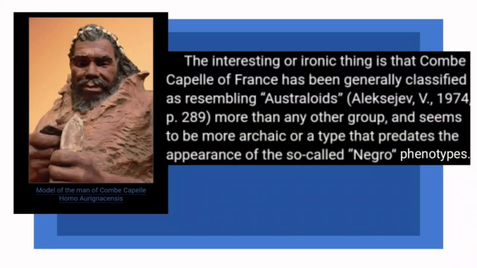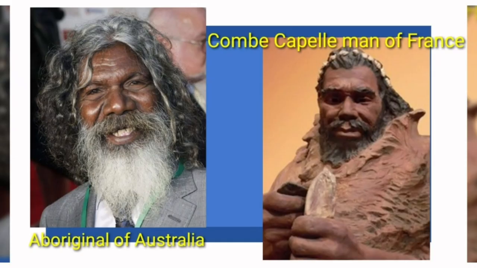The interesting or ironic thing is that Combe Capelle man of France has been generally classified as resembling Australoids more than any other group, and seems to be more archaic, or a type that predates the appearance of the so-called Negro phenotypes. Combe Capelle man of France, Aboriginal of Australia.